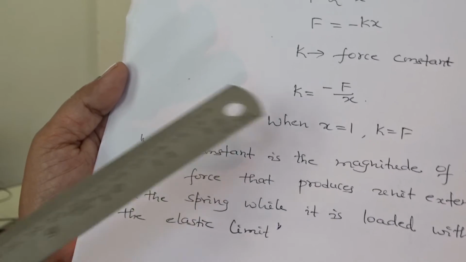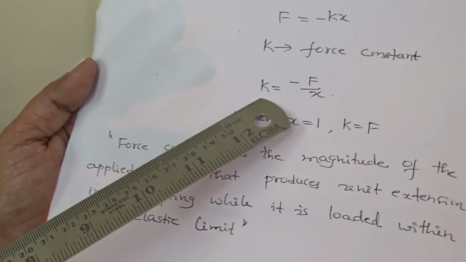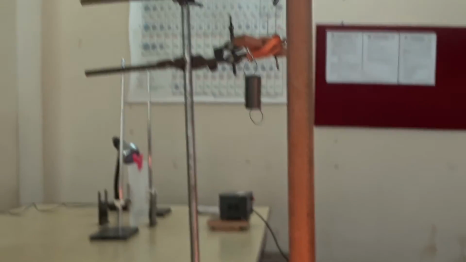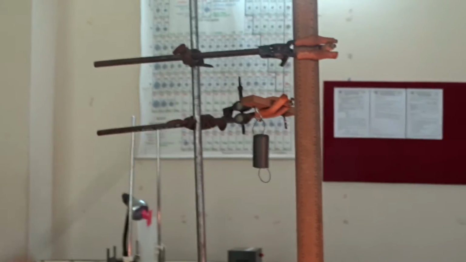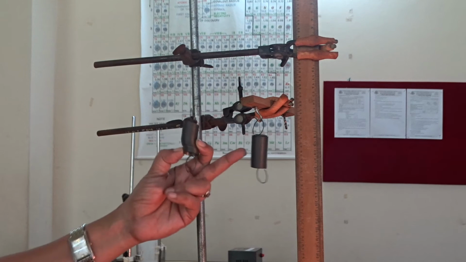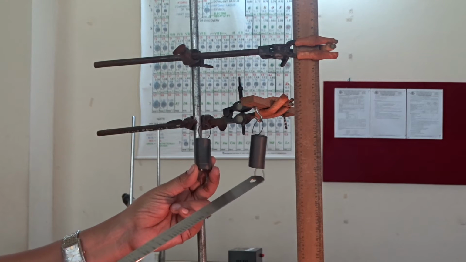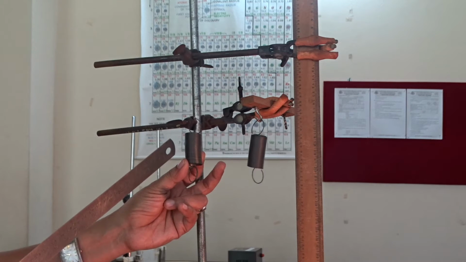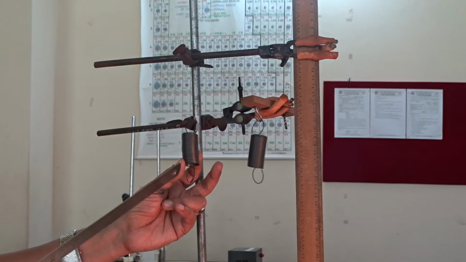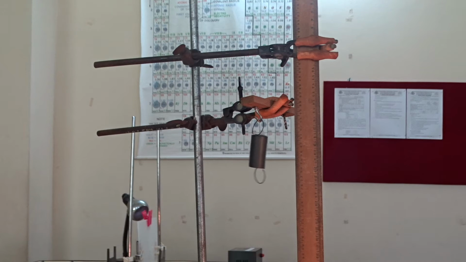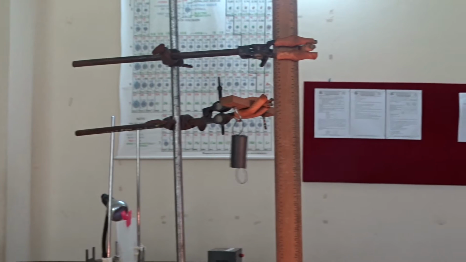Now we will find out the value of K for different springs. We will go to the experimental part. The apparatus used here is one stand as well as two springs. One spring is already hung here. This is one spring S1 of spring constant K1, and another spring S2 of spring constant K2. Now we will take the readings and see how to do the experiment.